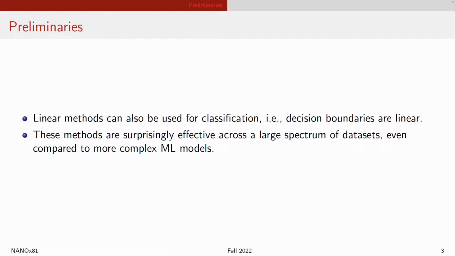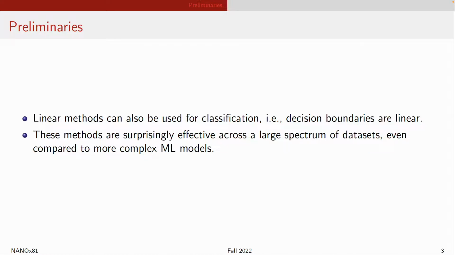Now, when we do use linear methods for classification, what it simply means is that your decision boundaries are linear. In other words, if you think of it in a two-dimensional space, you just have a line that is separating between the data that will fall into one class and the data that will fall into another class, okay? Now, despite seemingly being a very simple form of machine learning, it actually is surprisingly effective across a large spectrum of data sets, okay?